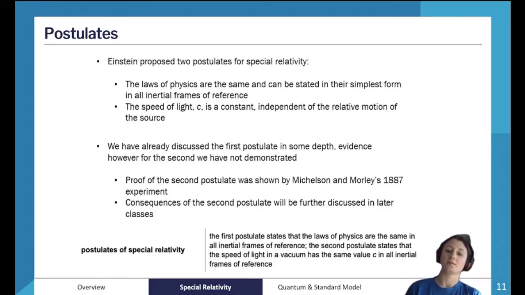And that is, the laws of physics are the same, and as a consequence, the speed of light is c, independent of the relative motion of the source. So the speed of light, c, in a vacuum, is the same in all inertial reference frames. The reason that "in a vacuum" is stated is because the speed of light actually slows down if it's not in a vacuum.